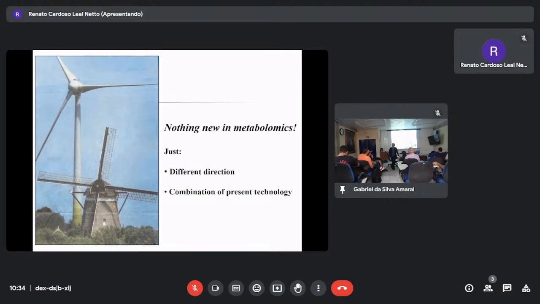Ideally, if you want to do chemotaxonomy, like systematic analysis, you have to collect the seeds.